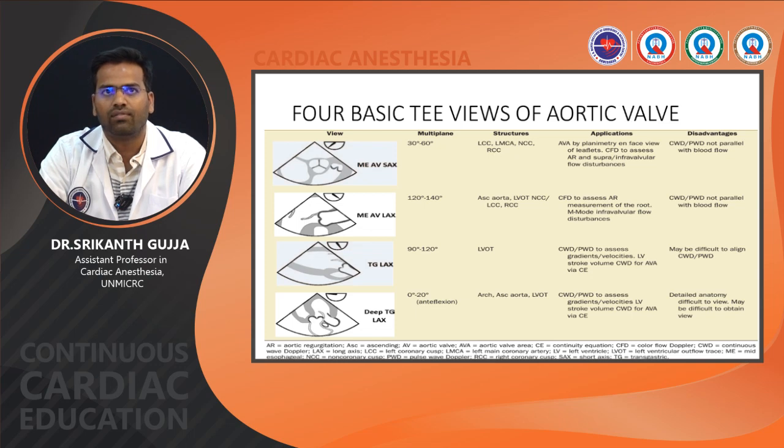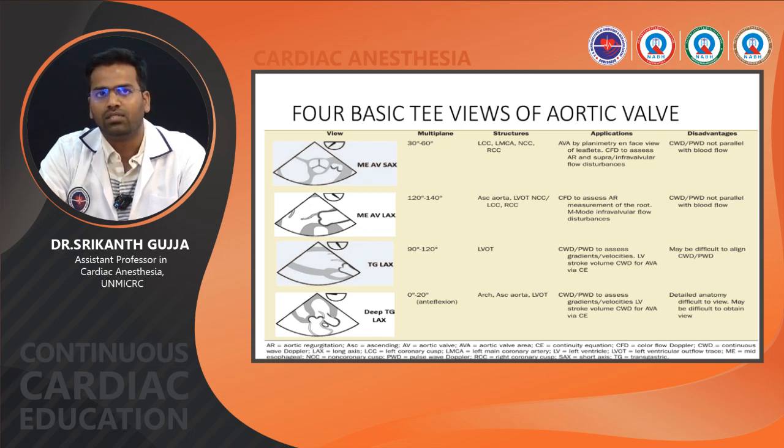And this is for transesophageal echo. There are 4 basic TE views for the aortic valve. First is the mid-esophageal aortic valve short axis view. In this view, we measure the aortic valve area by planimetry, and the disadvantage of this view is we cannot measure the velocities and gradients through either continuous or pulse wave Doppler.